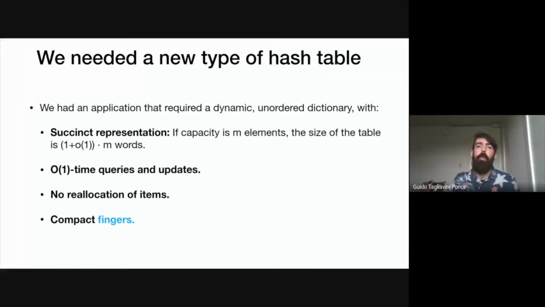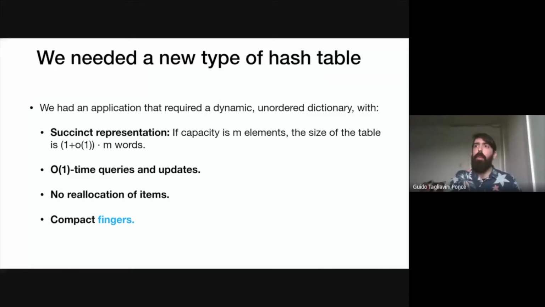By fingers, I mean some kind of information that lets you read or write an element in just a single lookup. In fact, the application we had was related to address translation in a real machine. If you want to know more about that, I'm happy to talk about it offline.